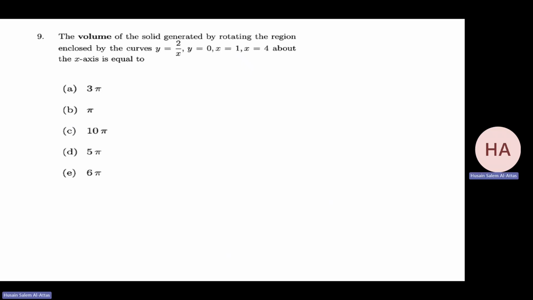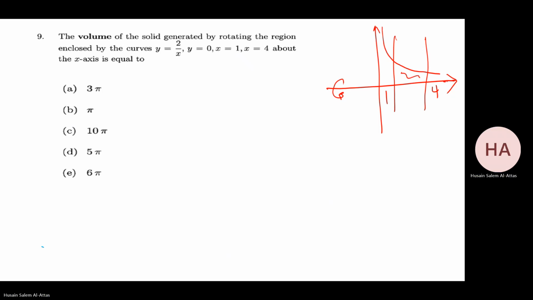The volume of the solid is generated by rotating the region enclosed by the curves. Okay. What's the curve? y equals 2 over x. This is 2 over x. y equals 0, which is the x-axis. x equals 1, x equals 4, 1 to 4. Rotating about what? The x-axis.